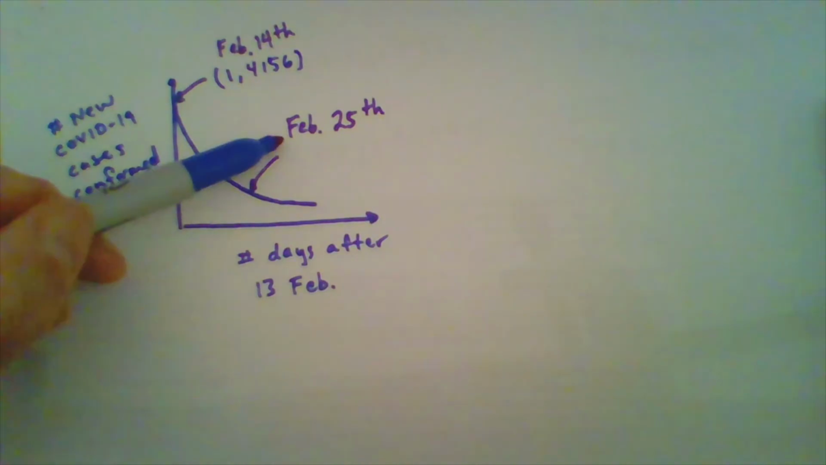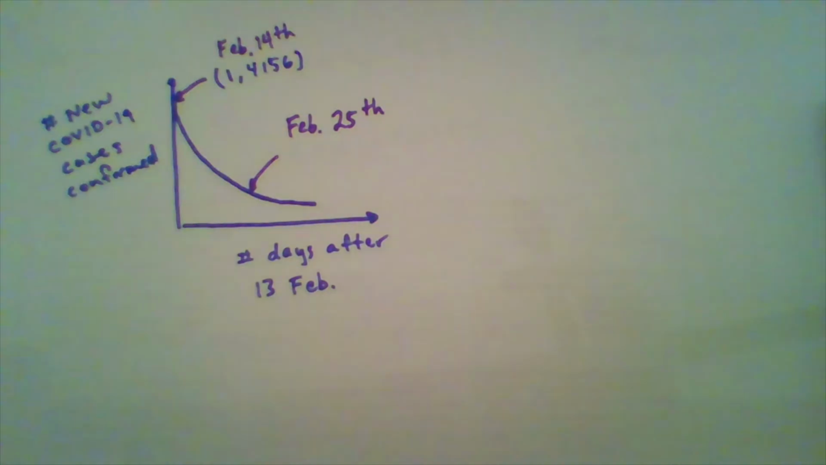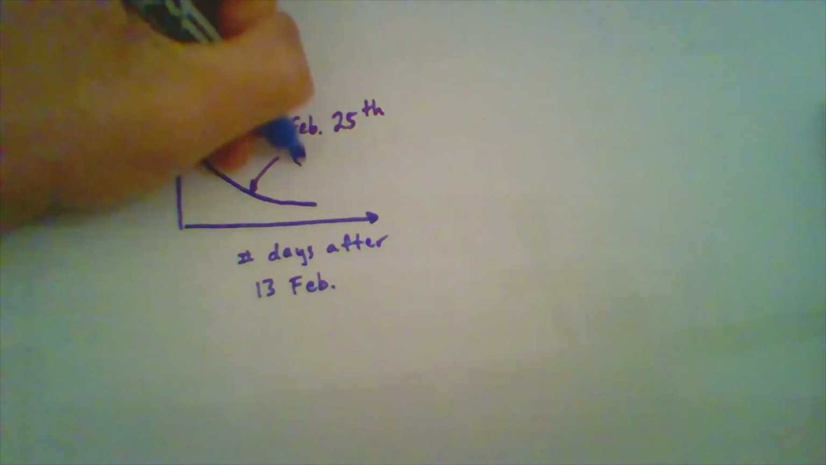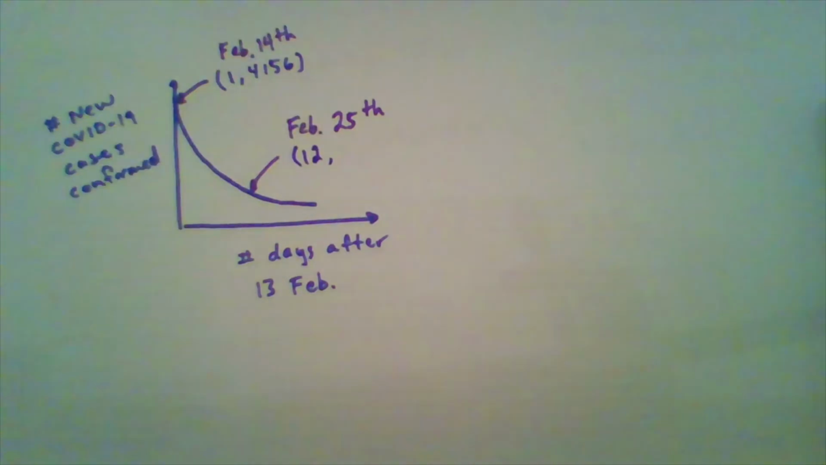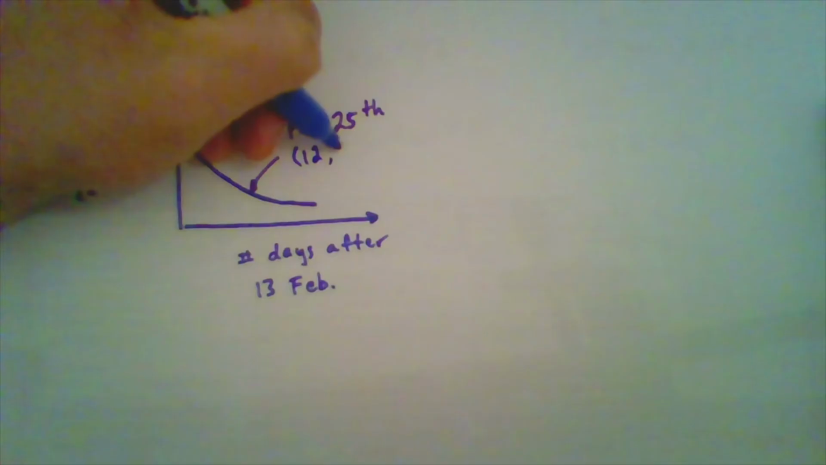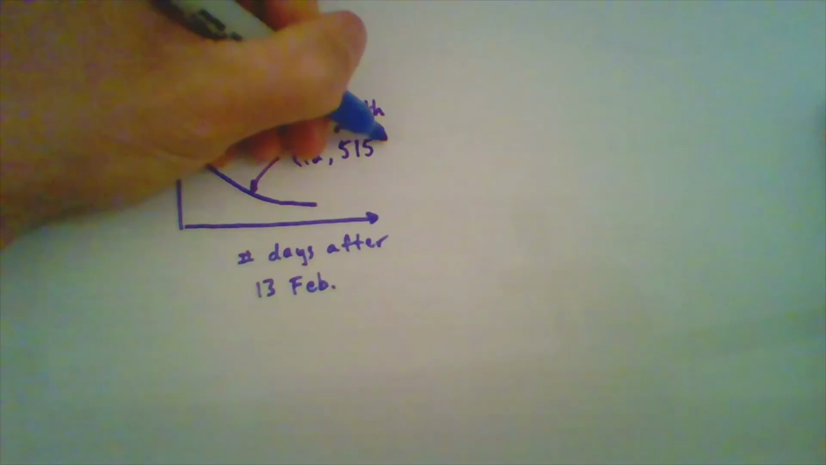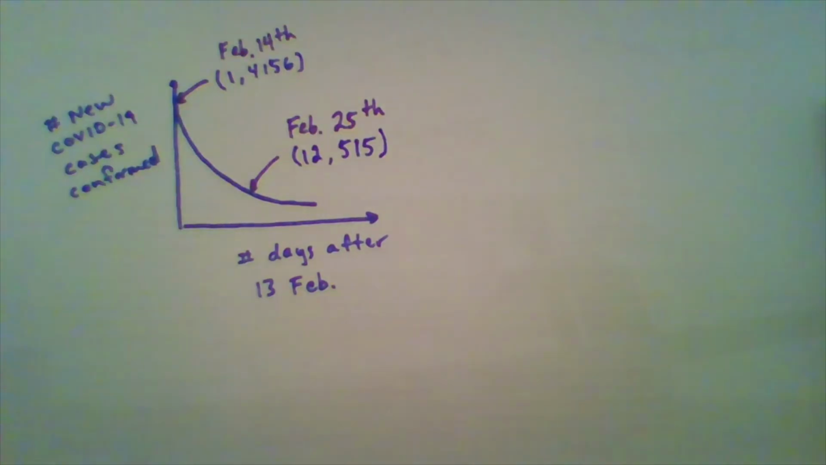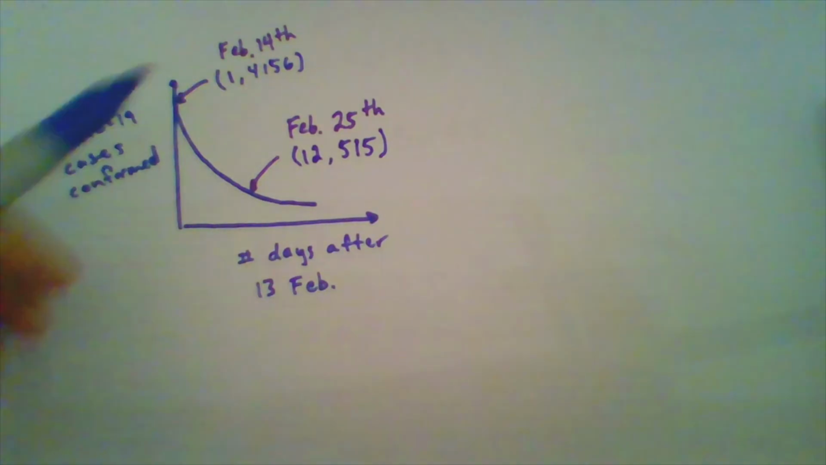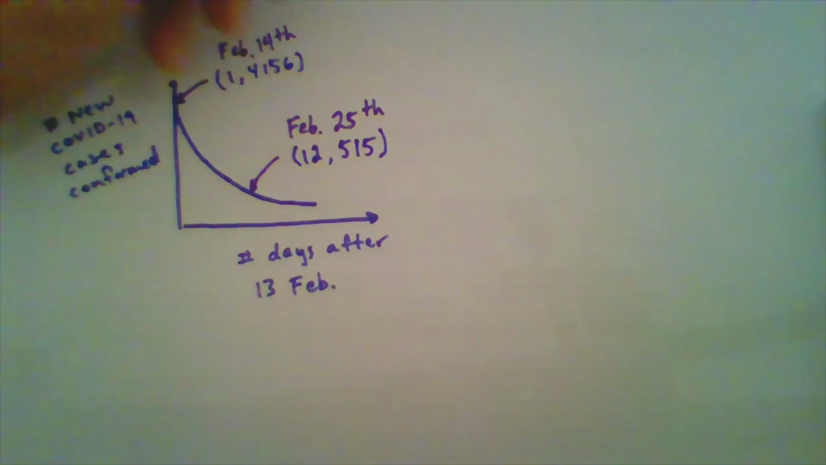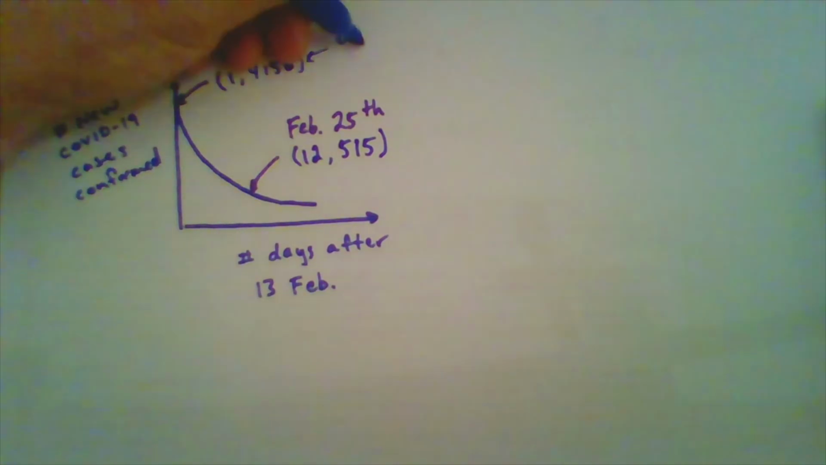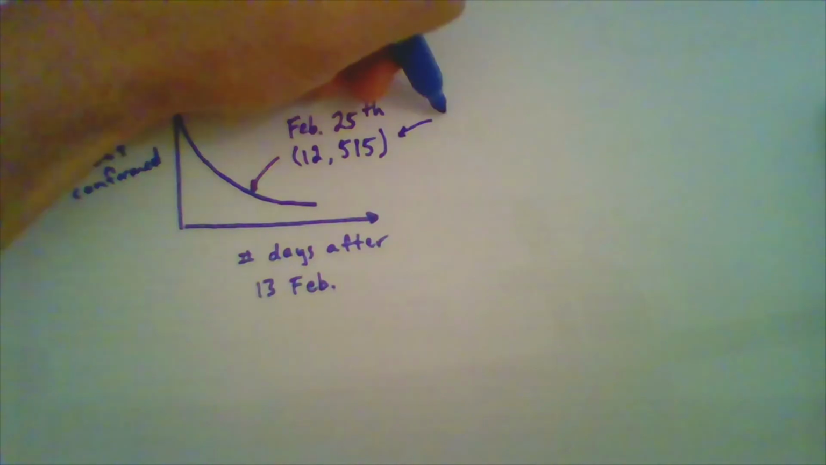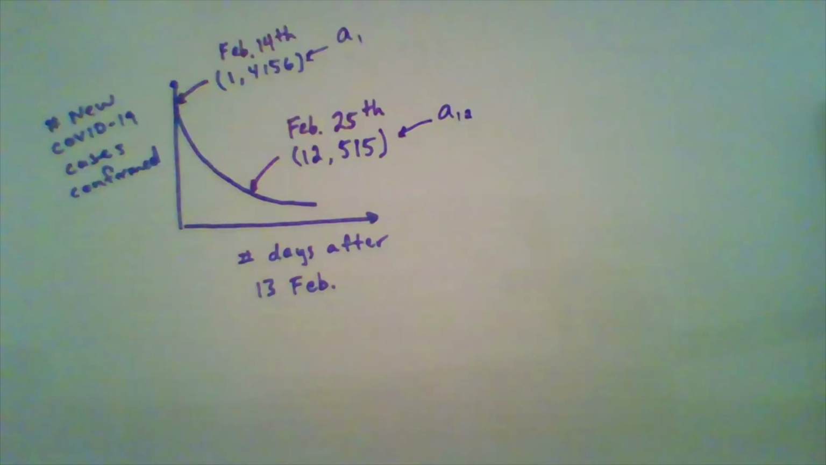And for February 25th, that is 12 days after February 13th. So we can think of that as x equals 12 and y equals the number of new cases, which was 515, according to the data on the website. Okay, so each of these we can imagine as a term in the sequence. We can imagine that this is the first term, a sub 1, and we can imagine that this is the 12th term, a sub 12.